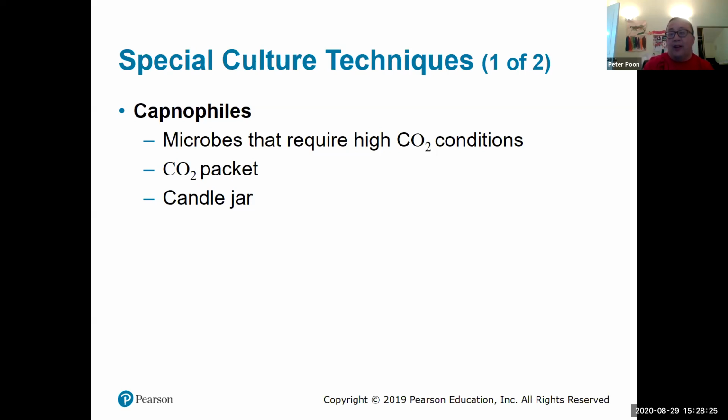The old school method is to use a candle jar. So you put in your bacteria, you put in a little candle, you light the candle, you seal the jar. Eventually, the candle will burn out all the oxygen, and the byproduct of the burning is CO2. So you will have a jar that's filled with CO2.